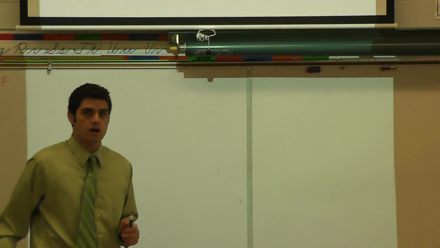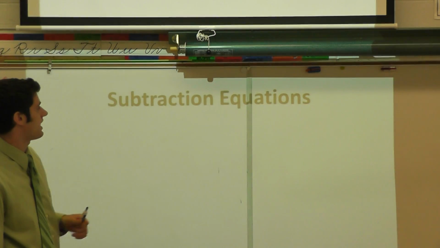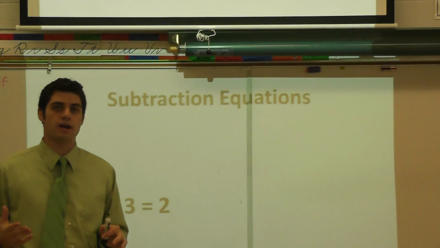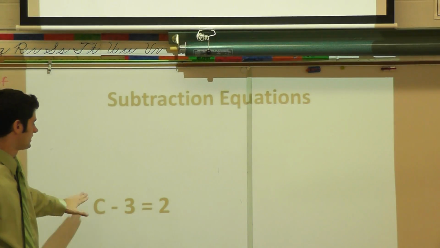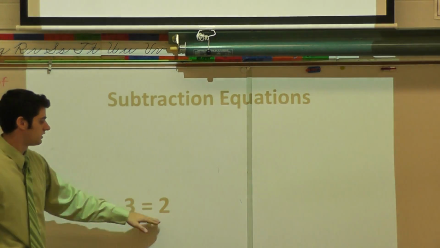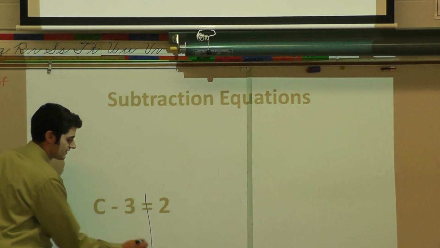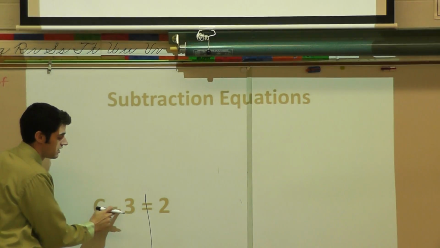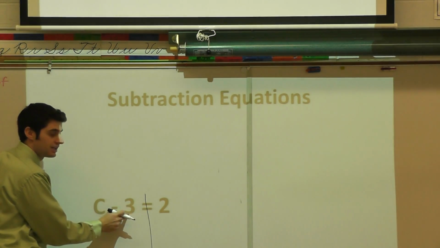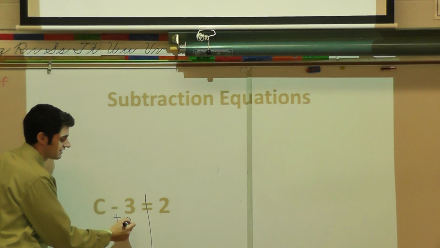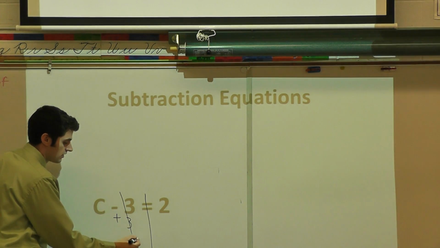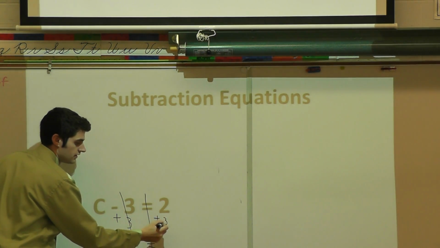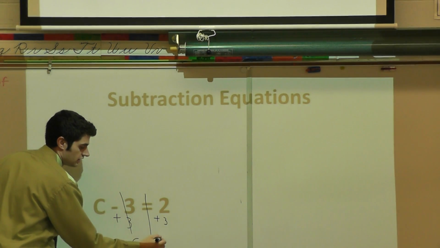Okay. Our next type of equation is a subtraction equation. So now we're going to deal with our subtraction within our problems. In this problem, c minus 3 equals 2. We're going to do our same thing. We still want to get c by itself, and now instead of subtracting each time, if it's a -3, I must use a +3 to get rid of this part of the equation. What I do to one side, I must do to the other. 2 plus 3 is 5.